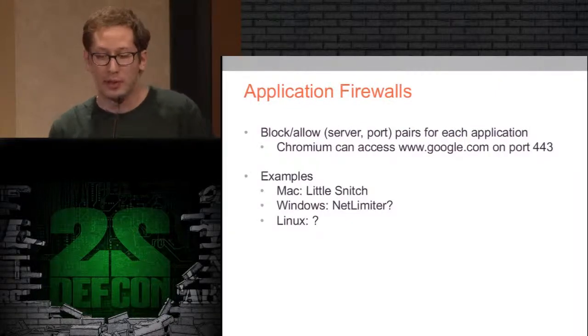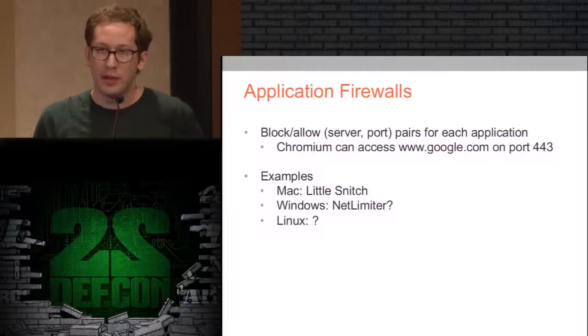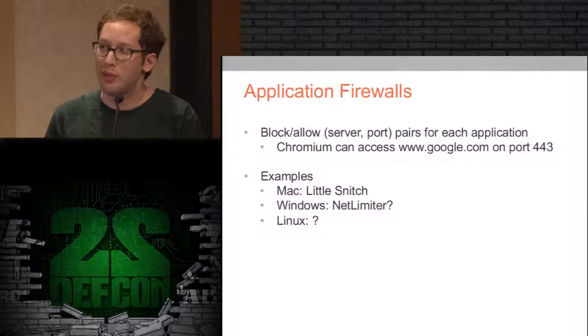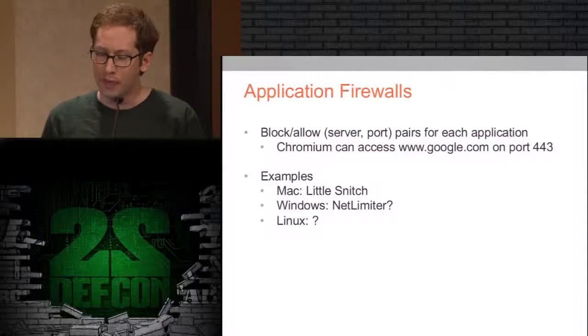Application firewalls are an interesting tool. So the idea is you can block or allow traffic based on server port pairs per application. So you can say, this application can access this server and this port. If another application tries to do the same thing, you'll get a pop-up. For example, Chromium can access Google on port 443 for HTTPS.